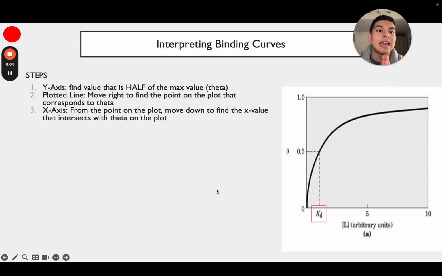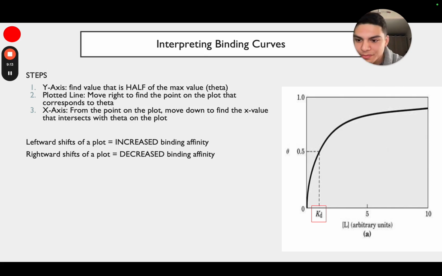And again, Kd is the concentration of ligand that allows for the protein to be half saturated, meaning half of the sites are occupied. And again, leftward shifts of the plot. So if this line was to move a little bit like this, essentially the Kd, you would reach theta equal to 0.5 at a lower concentration of ligand. That's increased binding affinity. This is because, again, you need less of the ligand in order to reach half saturation, which means that the ligand likes to bind onto the enzyme. You need less of it.